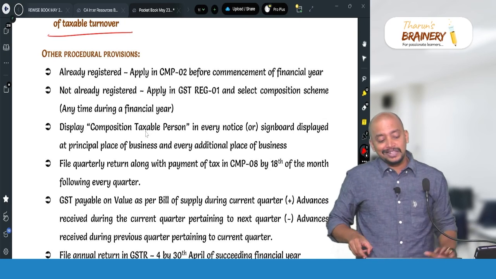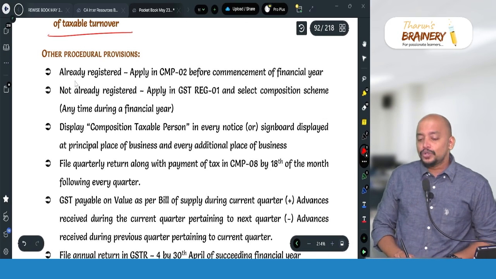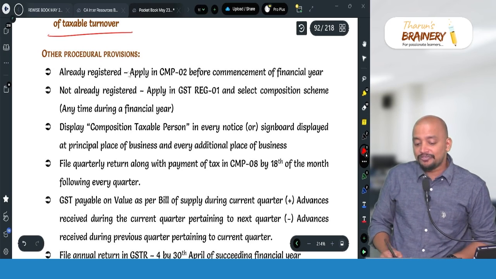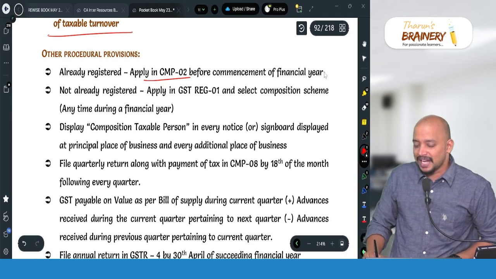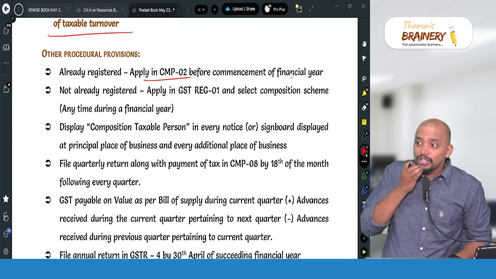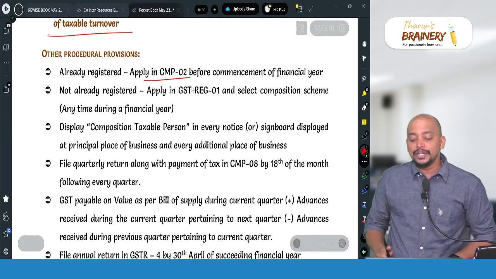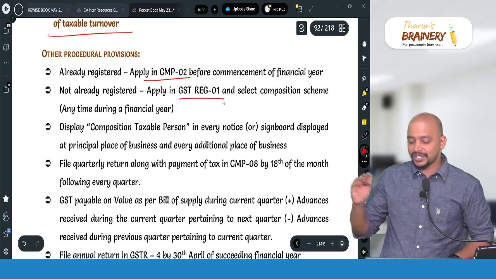Okay. Now see other procedural provisions. If you are already registered, how to opt for composition scheme? You need to file one form, that is CMP2, before commencement of the financial year. Suppose you are not registered, and now only you are going into registration, you need to file one form, that is REG1, and you need to select the composition scheme.